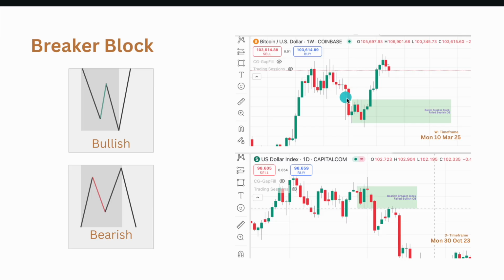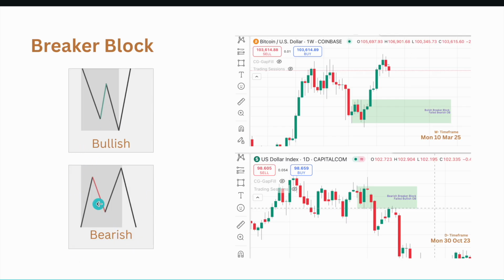Price is moving down, then it retraced with these two green candles. It again went down, but after sweeping this low, price has reversed the direction. So these two candles become the bullish order block, which can get tested here, where we can enter the market to reach the all-time high.